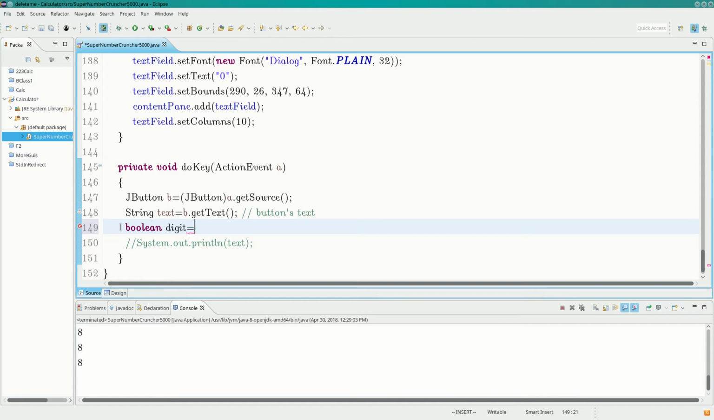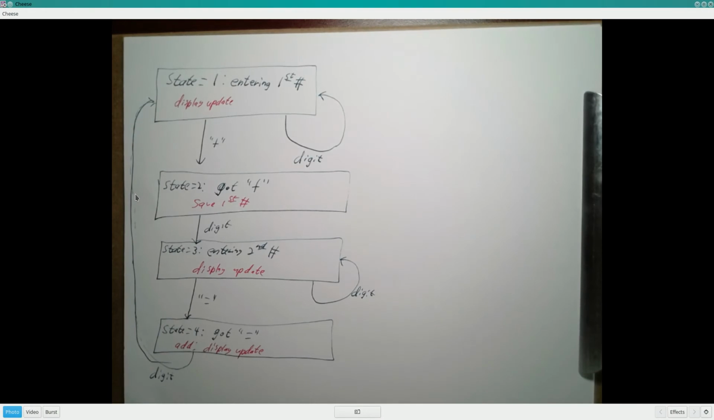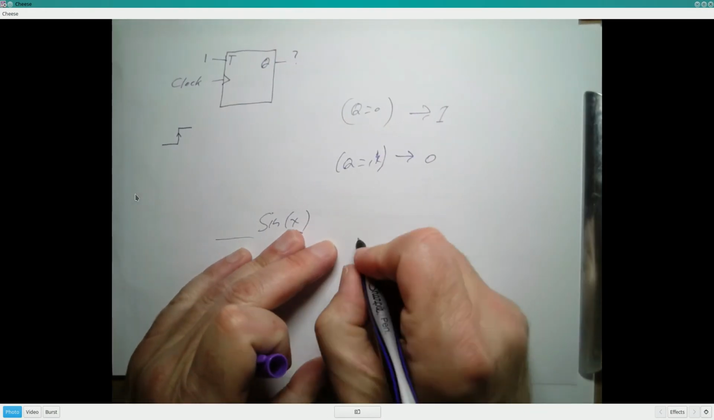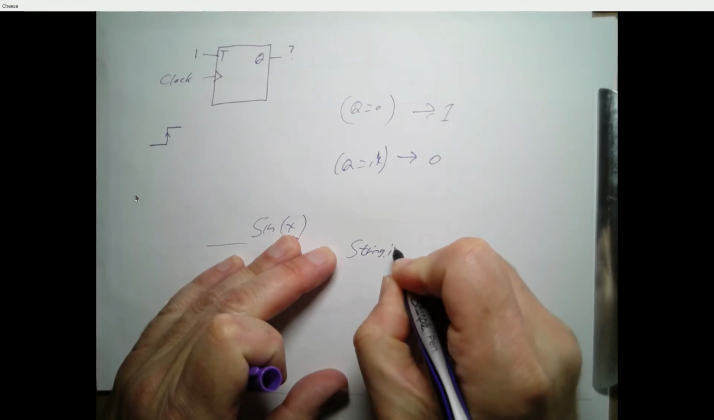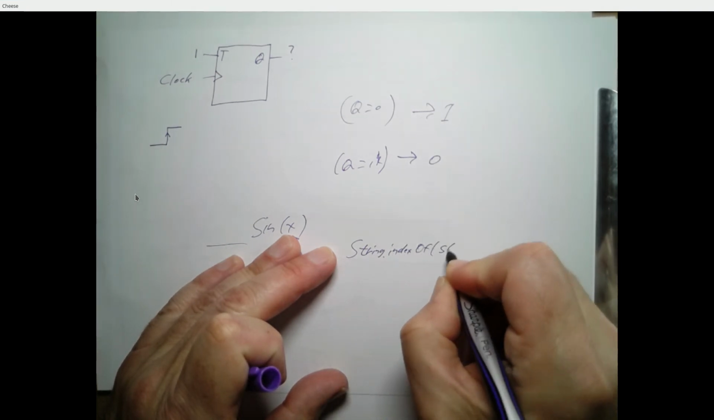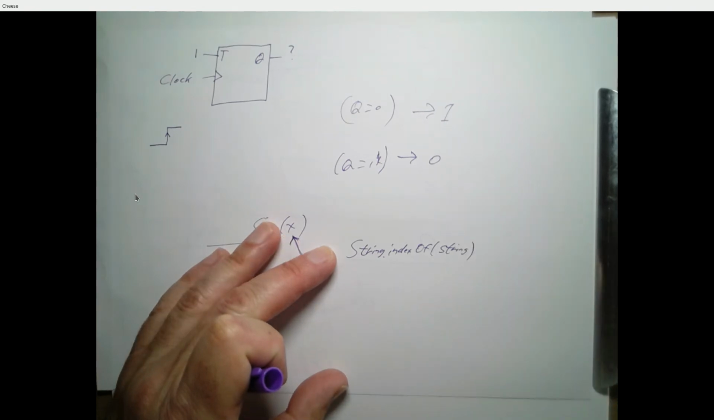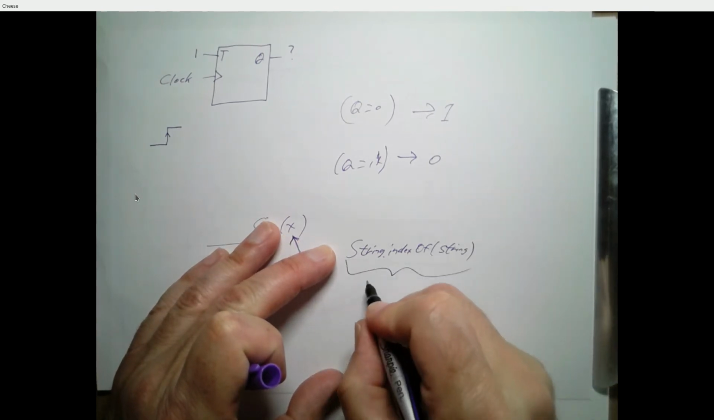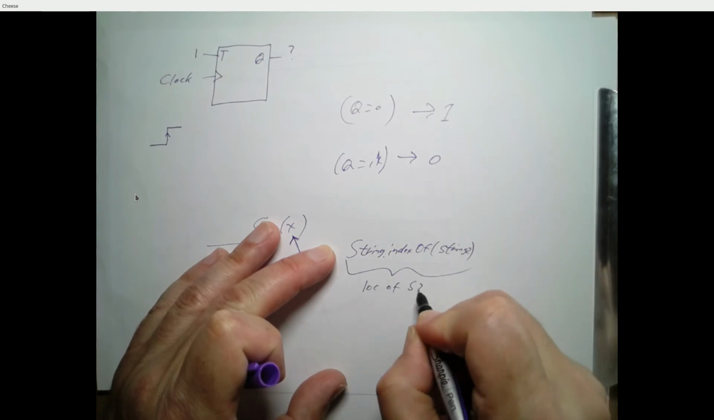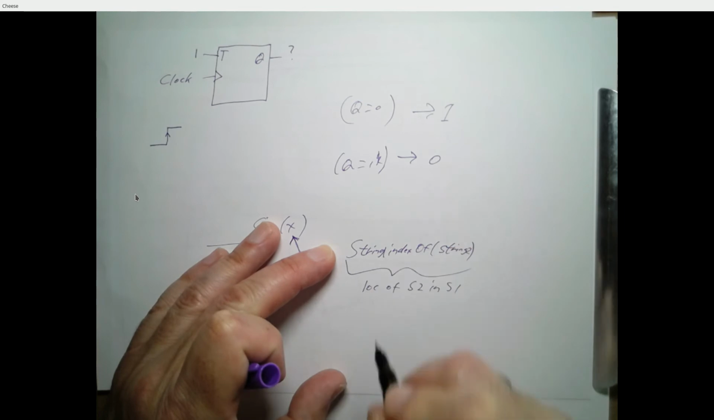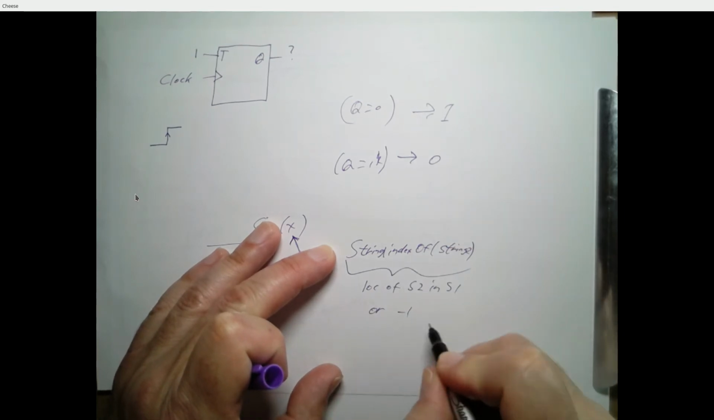If text dot equals 0 or text dot equals 1 and so on and so forth. Let me offer you a shortcut. So there's a string class, we know about that. There's a method in string called index of, and I don't know if you've encountered this or not, but we can say string index of and pass it a second string, and this will return location of string 2 in string 1, or -1 if it's not found.